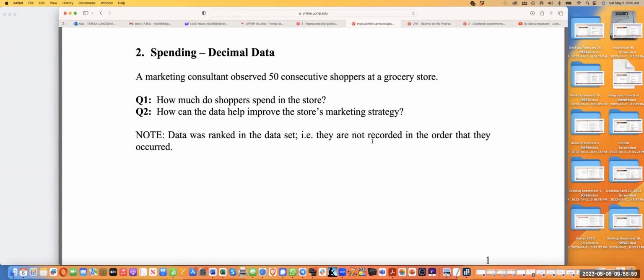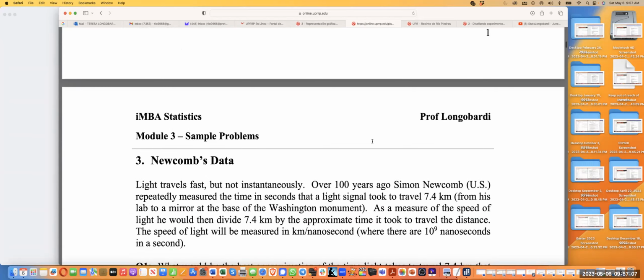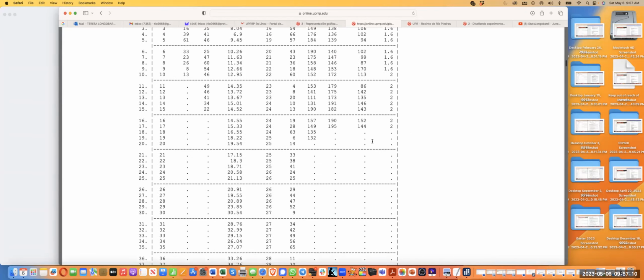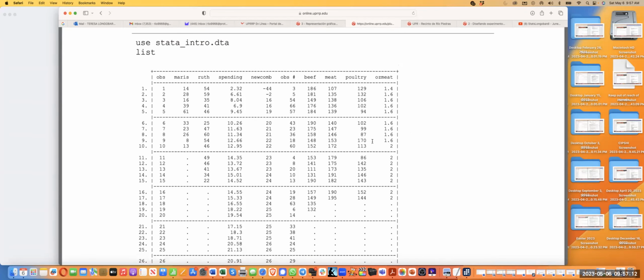Even though we collected the data on spending by consecutive shoppers, I ordered the data in this data set. So I have all the data here. Let me make this a little bigger. There are two other data sets that I'll also talk about. Oh, I can't make it bigger. Why can't I make it bigger? Let me see.